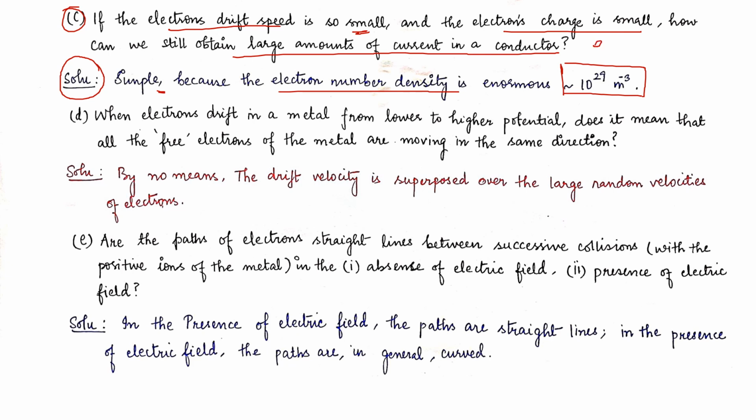See, the drift velocity is in mm per second. The charge of an electron is 1.6 into 10 to the power minus 19 coulombs. Okay, this is very small. When both are multiplied, it still gives a very small value. But the current comes out enormous because of the electron number density.